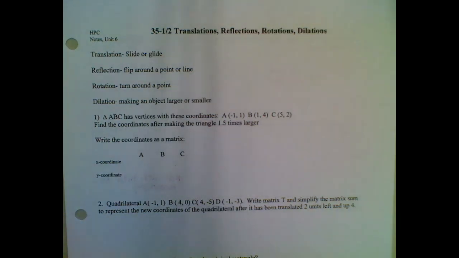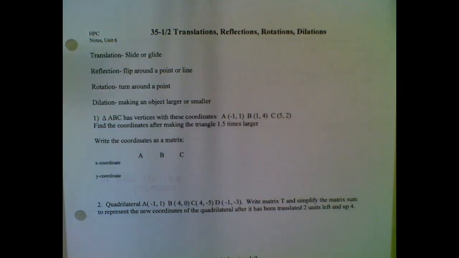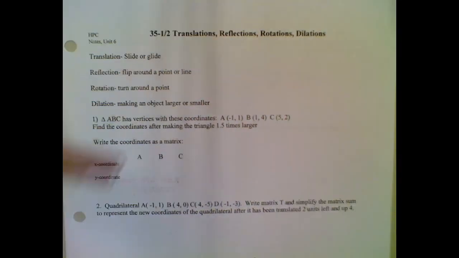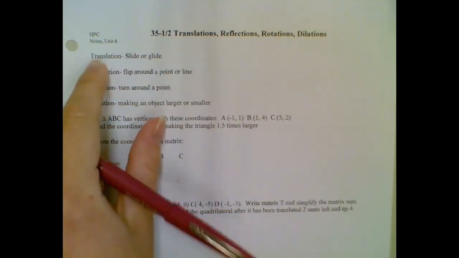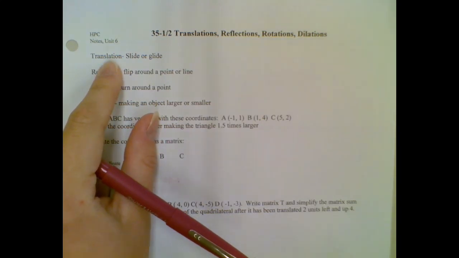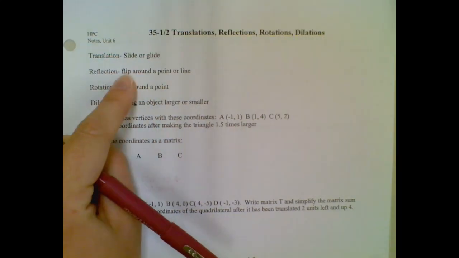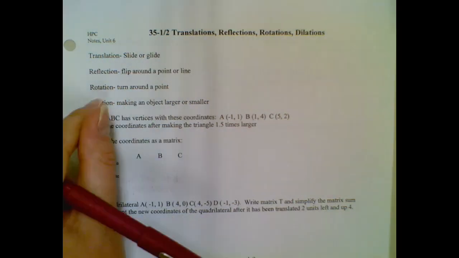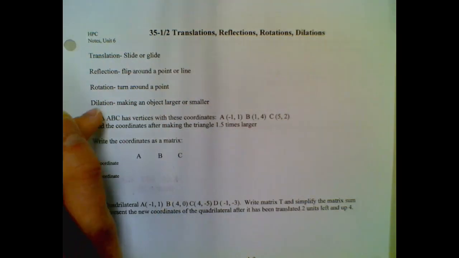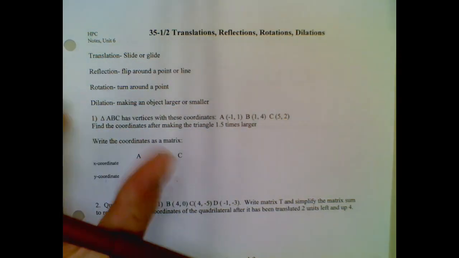Hello, everyone. Today we are doing section 3.5, 1 and 2, which is translations, reflections, rotations, and dilations of objects or shapes, but we're going to use matrices in order to do all those. Okay, so remember, just a quick little review. Translation is just a slide or a glide. Reflection is a flip around a point or a line. Rotation, you're going to turn around a point, and then a dilation makes an object larger or smaller.